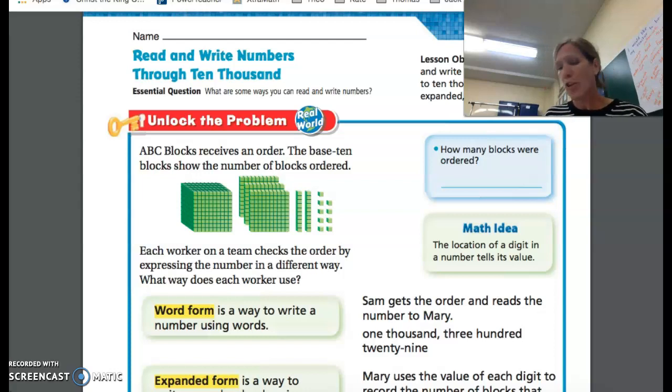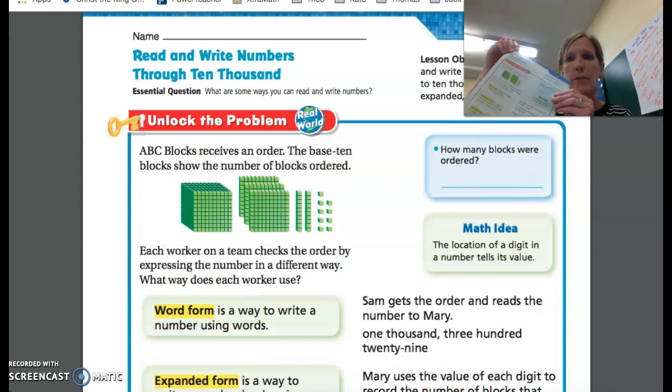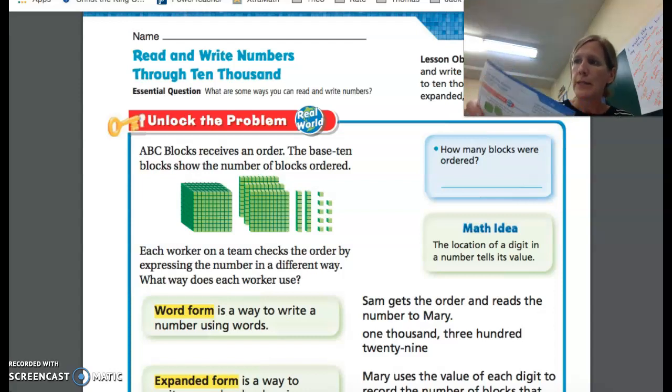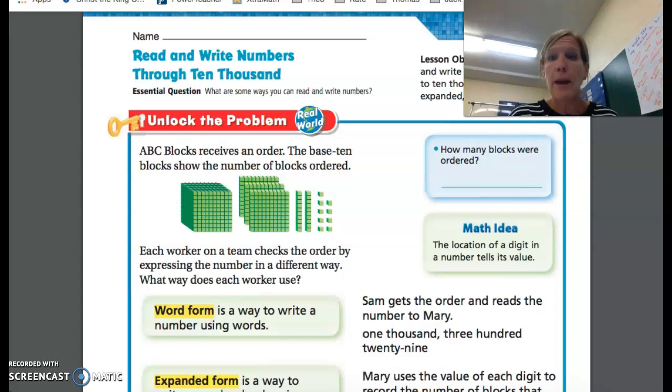It is page 13, and it's the separate that's out and stapled. Okay, and it starts with page 13. So pages 13 through 18 are stapled together, and that's the packet we're going to look at today. Okay, and we're going to read and write numbers through 10,000.